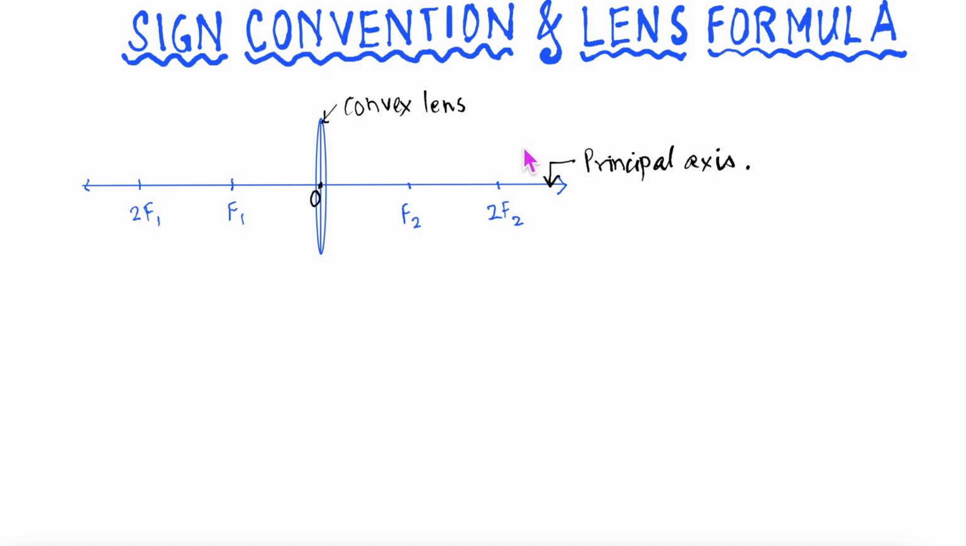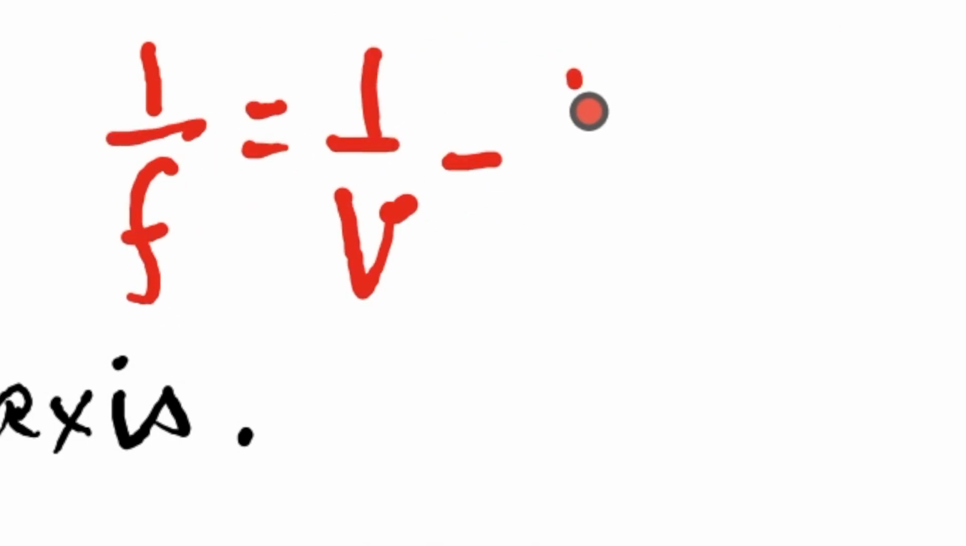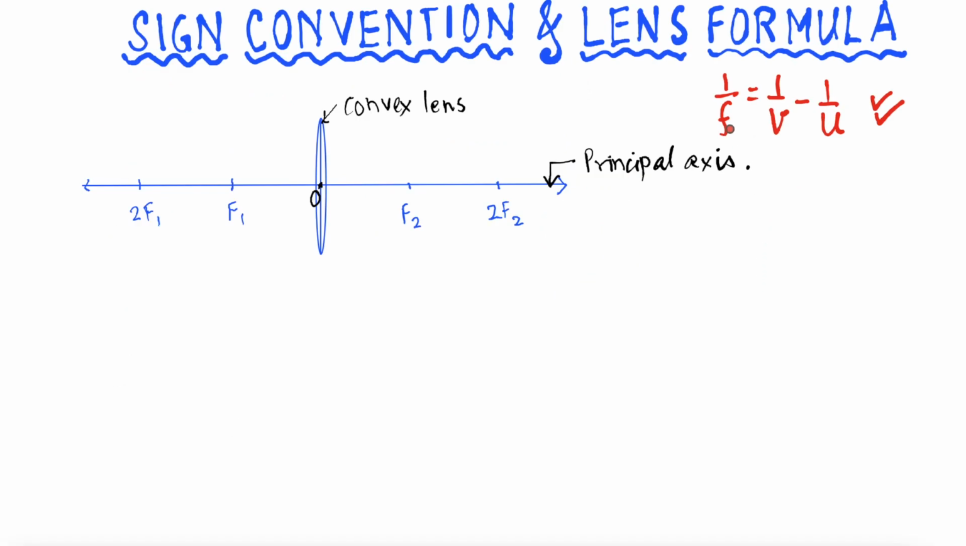To begin with, let us look at our lens formula. Our lens formula says 1 upon f is equal to 1 upon v minus 1 upon u. Now you need to remember this formula by heart. Now there are certain rules for the distances.